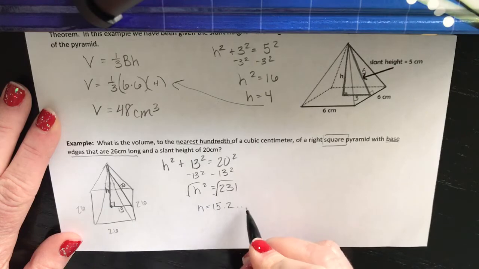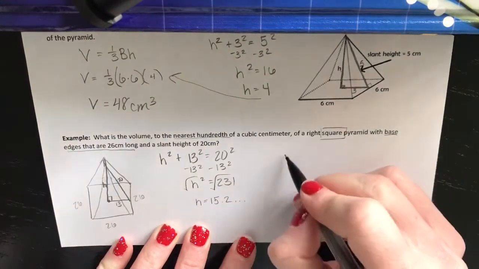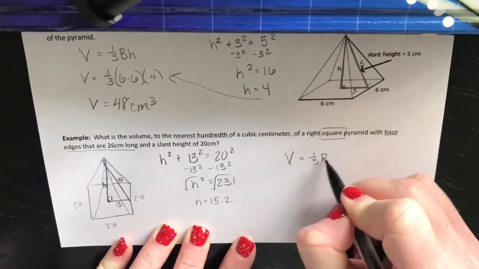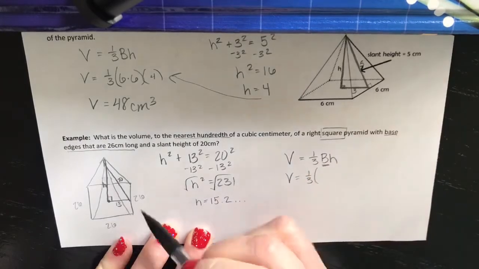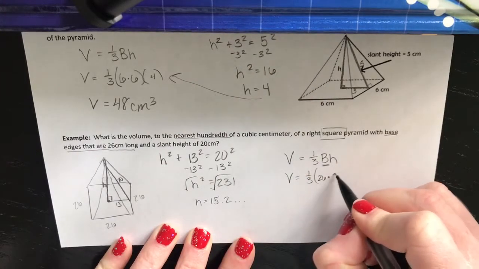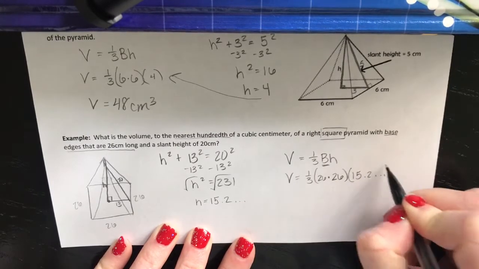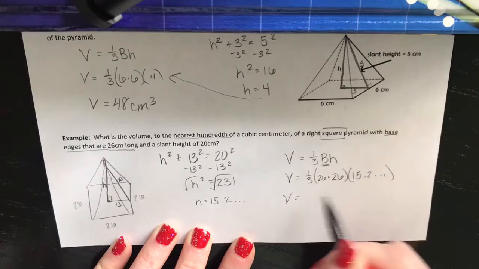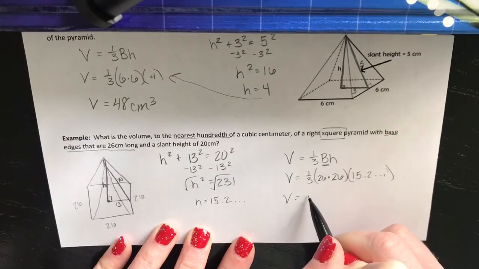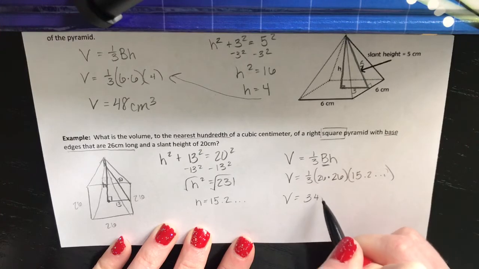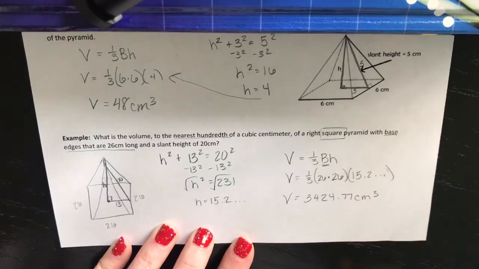This is going to be dot, dot, dot. This is going to be a long decimal when you type it in your calculator. And then I'm going to use that. So volume equals 1/3 BH, right? Every time you see a capital V, you need to do a calculation. So this is a square. It's a 26 by 26 square. The height is that 15.2 number. When I put this all in the calculator, I got to make sure I grab that unrounded answer, which we worked on a lot in the trig unit. So it's 3,424.77 centimeters cubed.